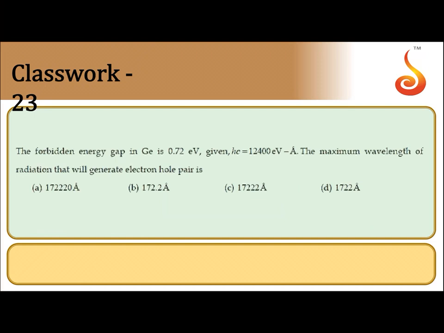Forbidden energy gap in germanium is 0.72 electron volt. Given hc is equal to 12,400 electron volt angstrom, then the maximum wavelength of radiation that will generate an electron hole pair is? So the energy of the photon is equal to hc by lambda. So lambda is equal to hc by E.